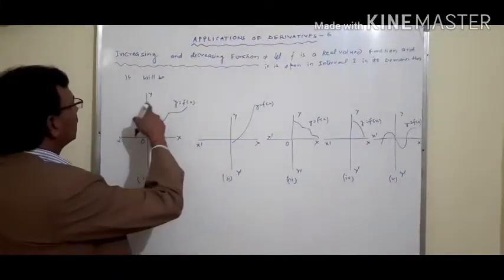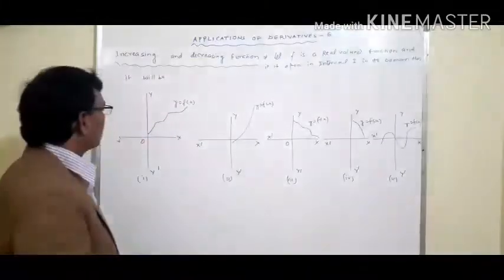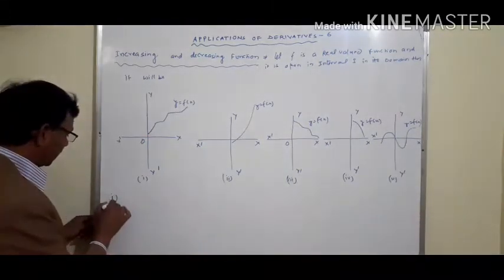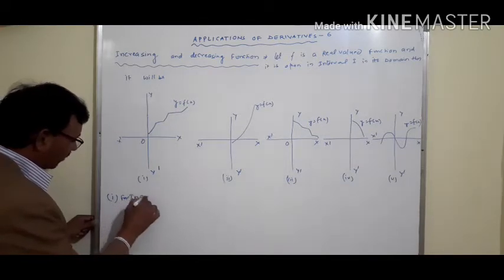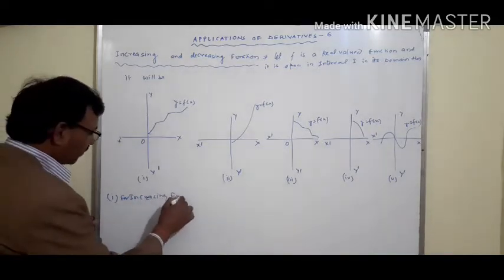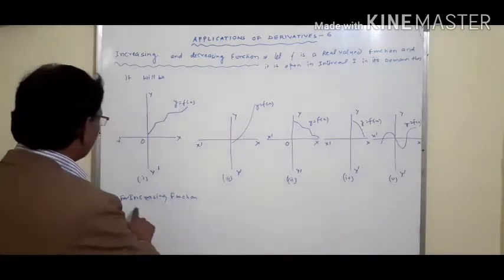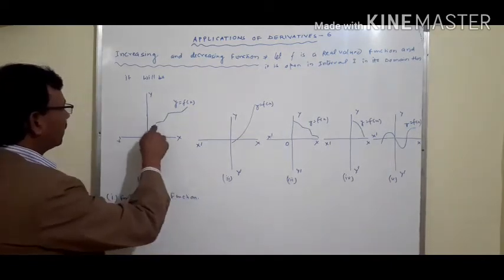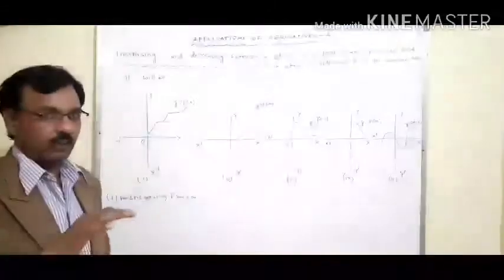First we take these five types of graphs here. Suppose y equal to f of x. I write here first is increasing function. First take this graph. Increasing means go upward, means always increases. Don't decrease, never decrease.